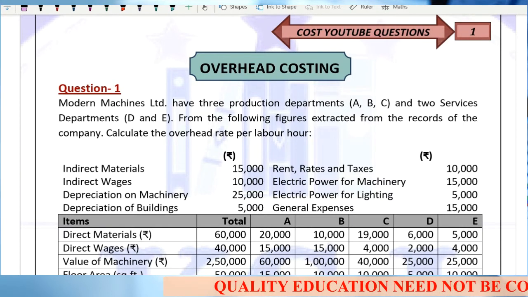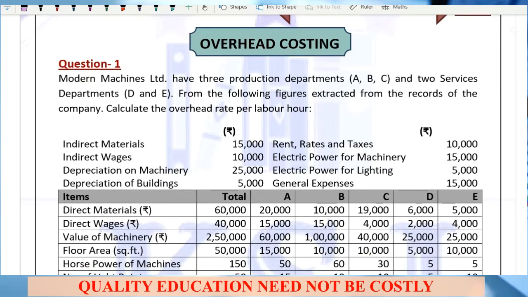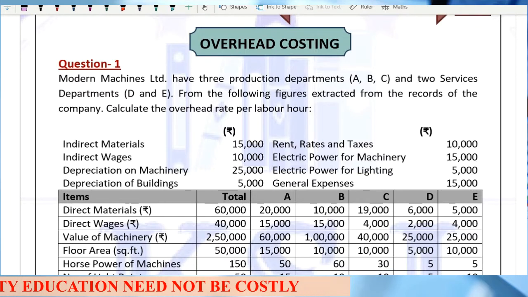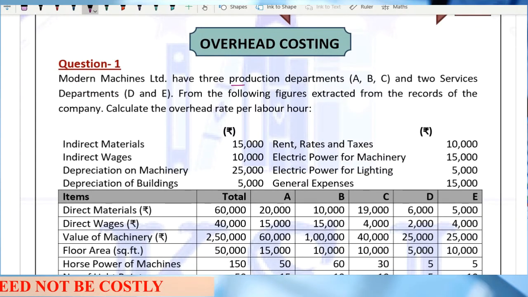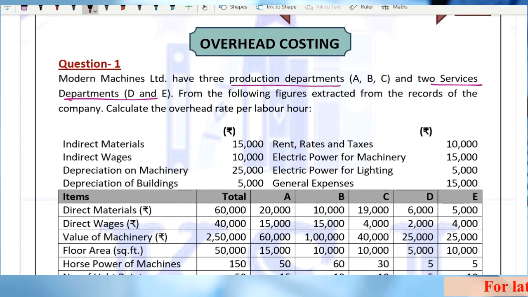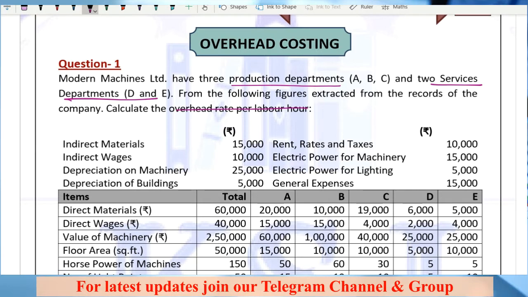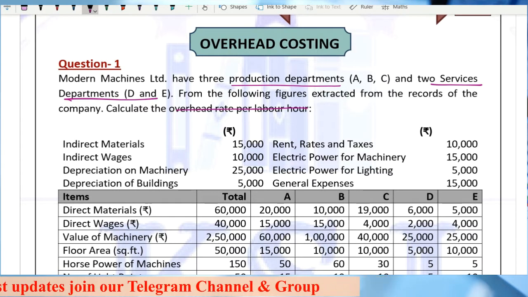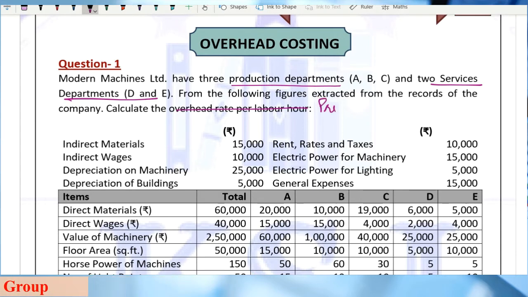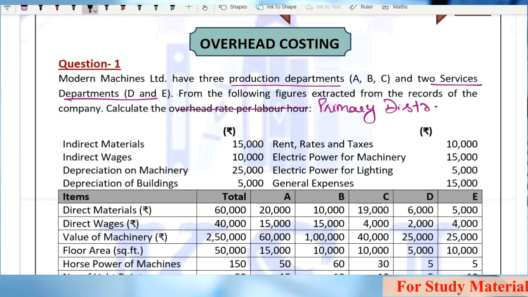Okay, sir. Moving on. First question. Modern Machines Limited have 3 production departments, A, B and C, and 2 service departments, D and E. From the following figures extracted from the records of the company, calculate the overhead rate. Okay, forget about this overhead rate per hour. Just say calculate what? Sir, calculate total cost in primary distribution. Okay, we'll say do primary distribution. That's it.